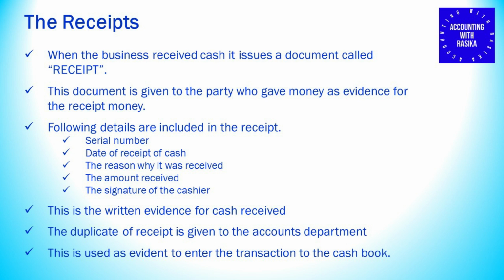It will be serially numbered. Receipts will be serially numbered and then the date of the receipt of cash is mentioned in the receipt. Then the reason why we receive money. What is the reason for receipt of money is also mentioned in the receipt and the amount as well. And there's a signature of the cashier, that is to validate or authorize the receipt of money. And this is the written evidence of the cash received by the business.